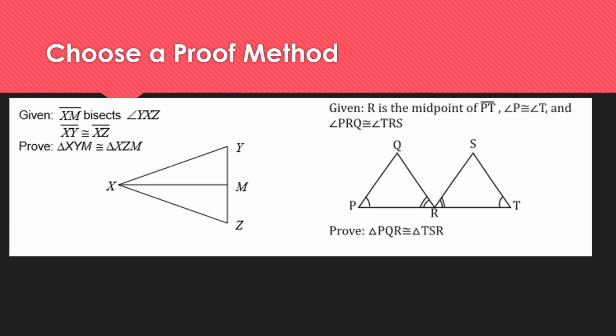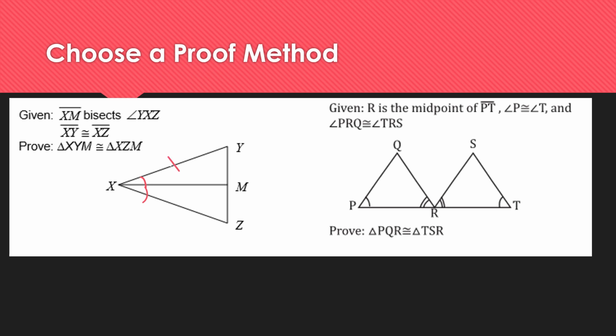So for this one, we have our example, we have a given, we have a proof. So now we're going to see which method or criteria fits this problem. For this one, we have the given XM bisects angle YXZ. So for this one, we'll have the two arc marks there, so we know that's an A.